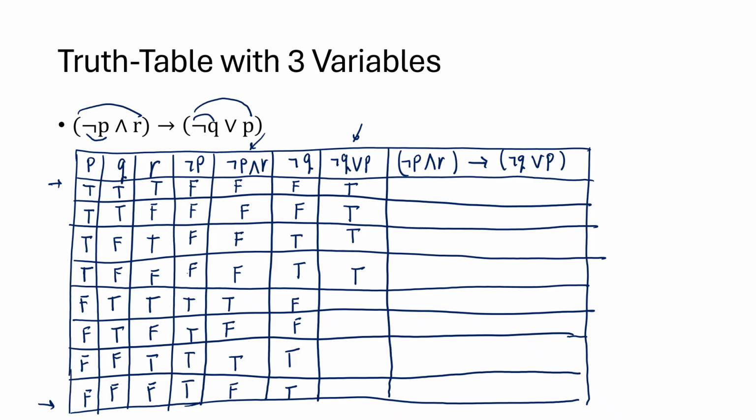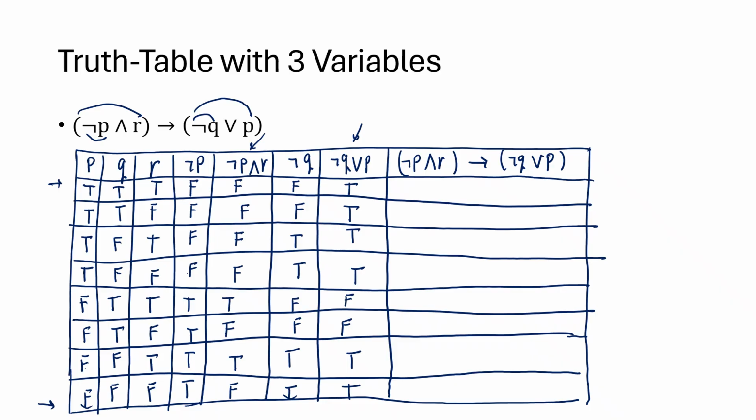Then for the rest of it, P is false. So false or false is false. False or false is also false. Then false or true is true. And finally, on the last row, P is false, but not Q is true. So their disjunction is true.